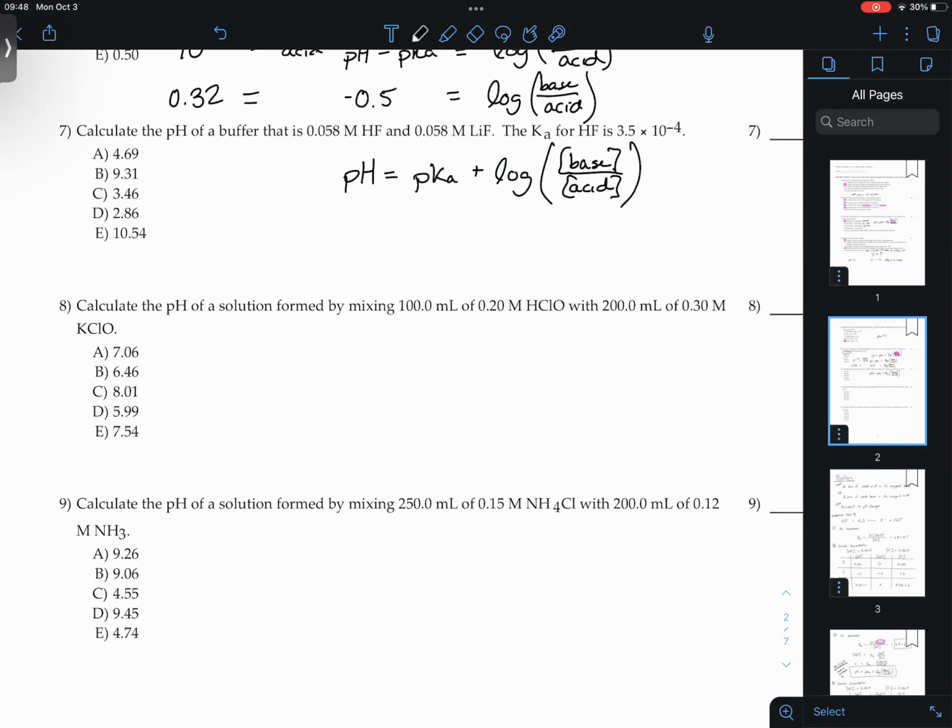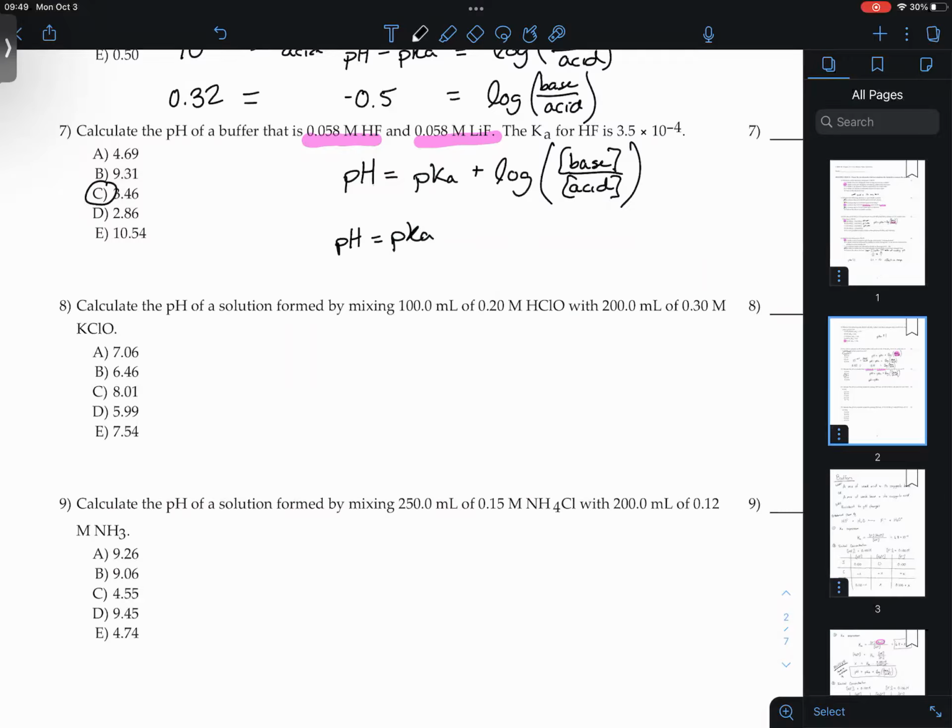All right, so the easiest way to do this problem is to notice that my conjugate acid, or my acid and my conjugate base concentrations are identical. So this is the situation where pH is just going to equal the pKa, the negative log of that Ka. If we punch that into our calculator, we get this 3.46 value here. You could have also plugged those concentrations in and you would have gotten the same value. But again, because the concentration of conjugate base is equal to that of the acid, the pH is just going to equal the pKa.